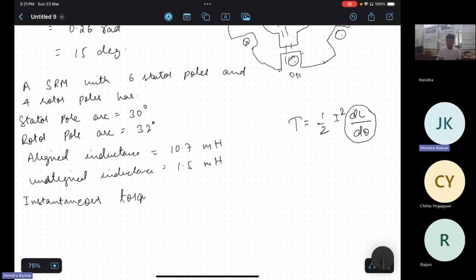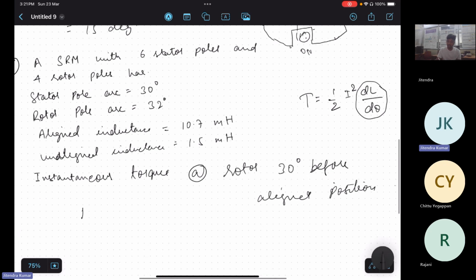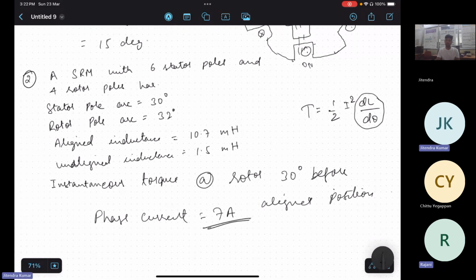Instantaneous torque we have to find when the rotor is 30 degree before the aligned position, and the phase current is also given. The phase current is 7 amps. Now we have to find out the torque. Can we find it? Yes, sir.